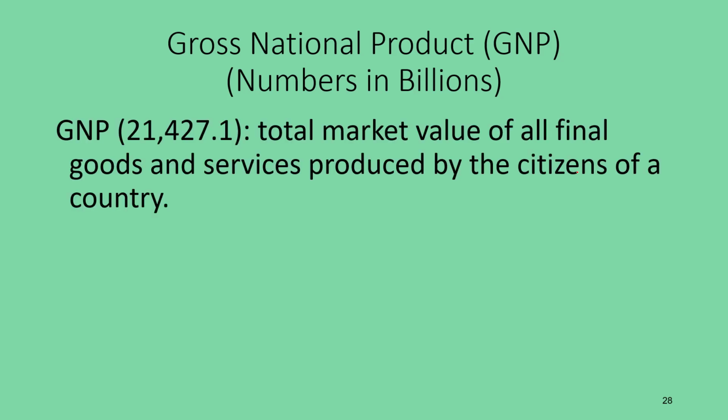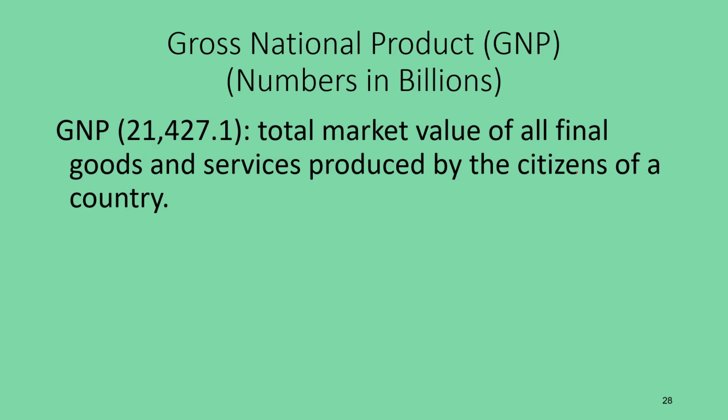So this number here is $21,427,100,000,000, right? And GNP is the total market value of all final goods and services produced by the citizens of a country during, again, a specific period here, right? So again, it's very similar to our GDP calculation. It's still the market value of all final goods and services produced, right?